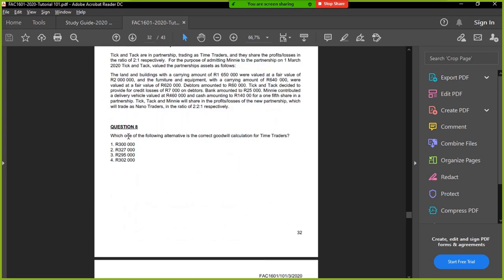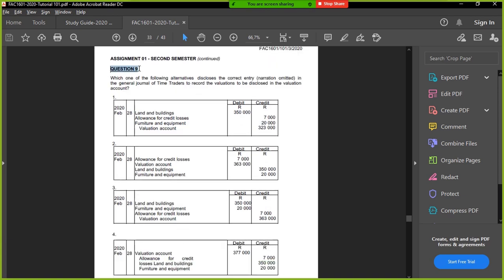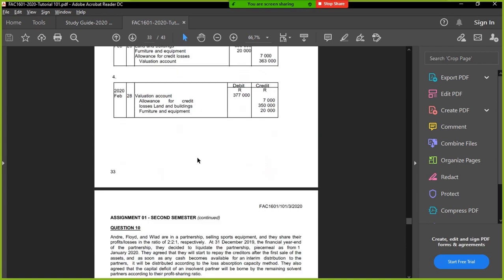Goodwill, we spoke about it today. We haven't looked at the detailed calculation. We will next week when we've looked at the rest of chapter 4. Chapter 4 covers question 8 from the assignment. Number 9, this one you can definitely do because we just did it today. We went through the valuation account and spoke about those workings. If you get the right workings, you'll get the right option here.